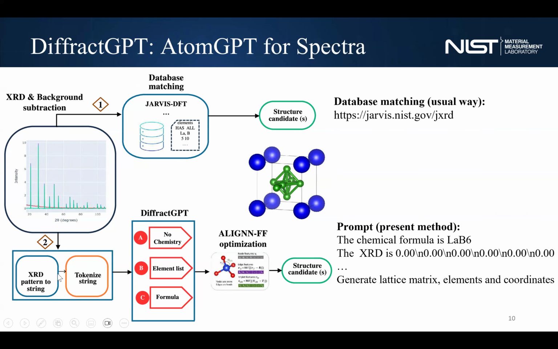So for these, you first tokenize the string of the X-ray diffraction pattern, and then use three types of atomic structure prompts depending on your criteria, and then further optimize with a unified force field such as ALIGNN-FF to get the structural candidates. Of course, you can also do pattern-based matching such as using JARVIS-DFT. If you have a powder X-ray diffraction pattern, you can try it on jarvis.nist.gov/jxrd for pattern-based matching.